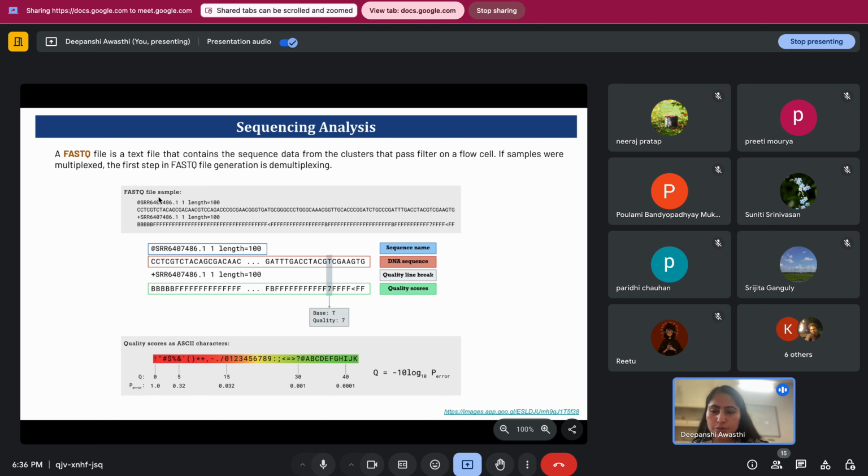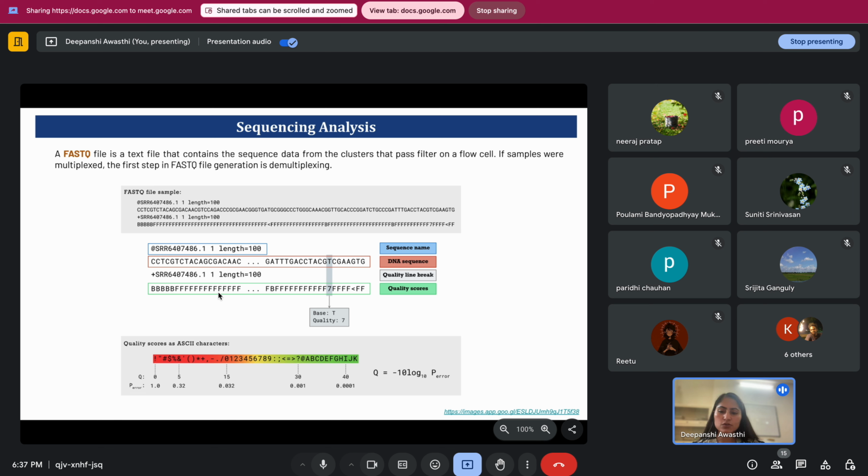When you look into the FASTQ file, firstly it will give you the sequence name, because if you have multiple fragments, each fragment will have a different sequence name, and its length will also be given. So this is the sequence information. Then comes the DNA sequence. For example, if I am doing DNA sequencing, it will give me the DNA sequence. After that there is the quality line break, which tells me that I am now going to give the quality scores for my DNA sequence.